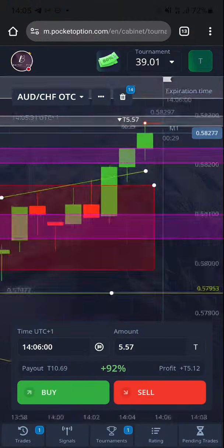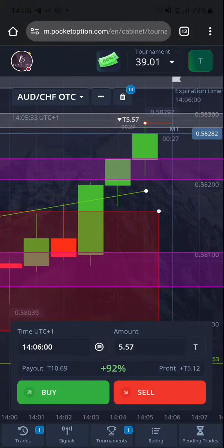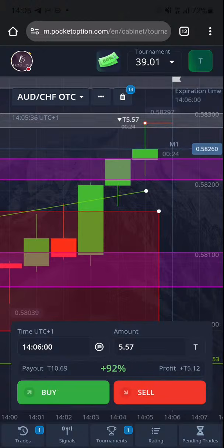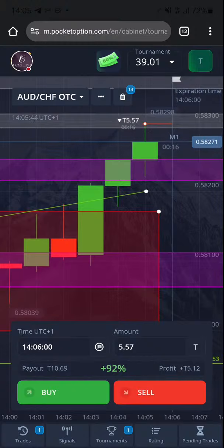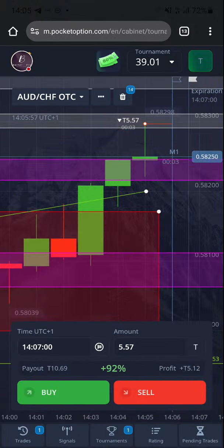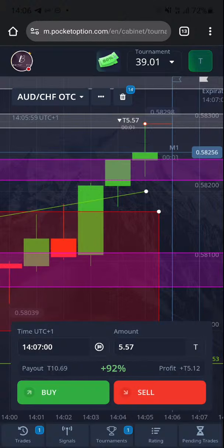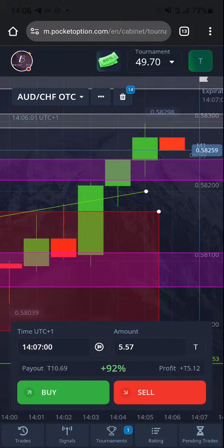I'm expecting that pullback, though I noticed that it's pulling back, it's just not pulling back enough. It pulls back maybe for some seconds, then goes back up because of the buyers. Those buyers are very, very stubborn. So they pull back, then they try to regain their position right now. Okay, that was a winning trade.